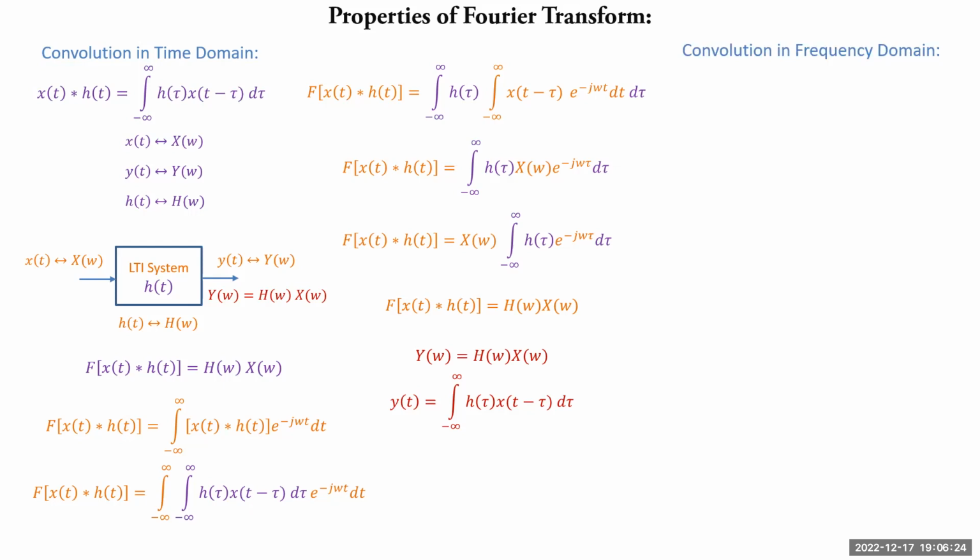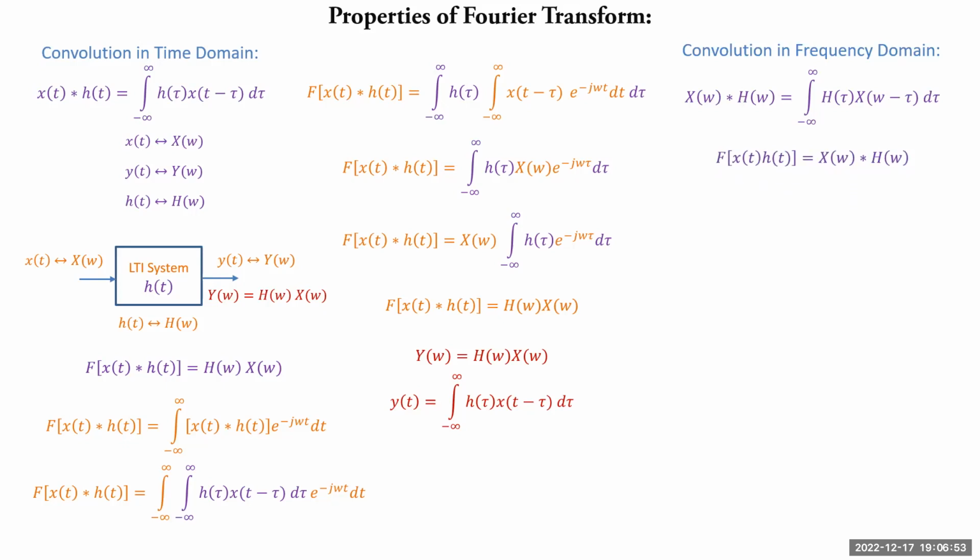Now similarly, one can have a convolution in frequency domain as well, where the convolution in frequency domain is conceptually the same as convolution in time domain mathematically. So convolution in frequency domain of x of omega with h of omega is equal to integration of h of tau x of omega minus tau d tau. So here tau is a dummy variable.